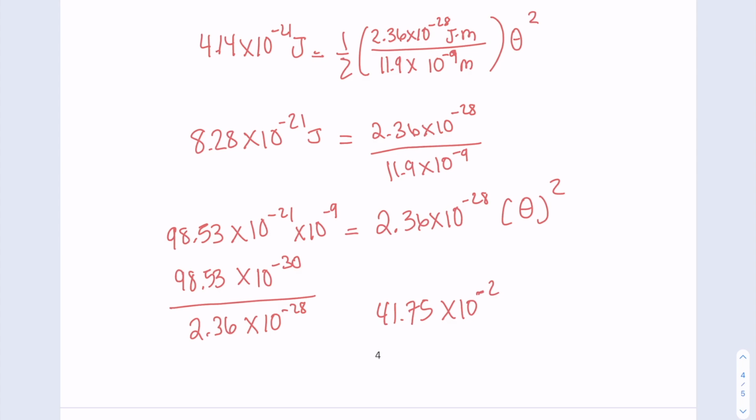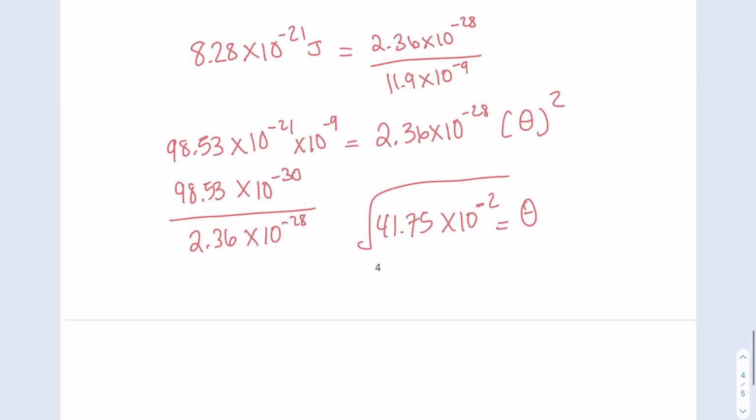I believe this is all math that should make sense, and hopefully I'm not making any mistakes. And then we really just take the square root of that. So it should be the square root of 0.4175, right? That should give us like 0.646, I think. And that's in radians, and then we can multiply by 360 degrees over 2 pi radians like that.